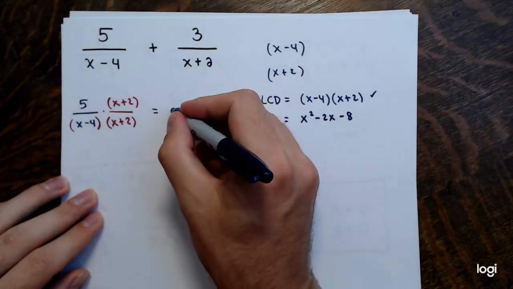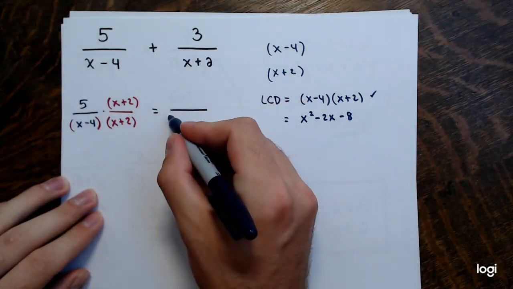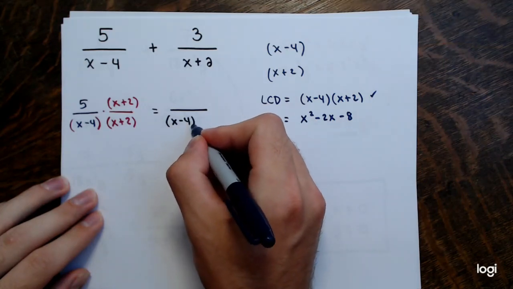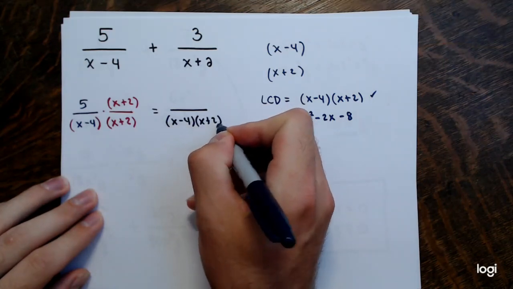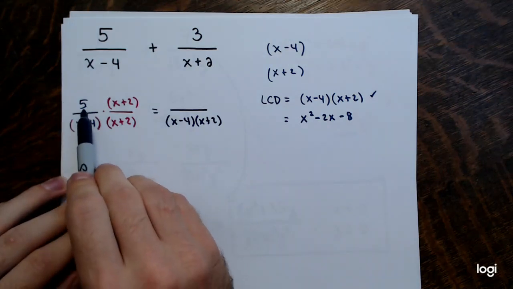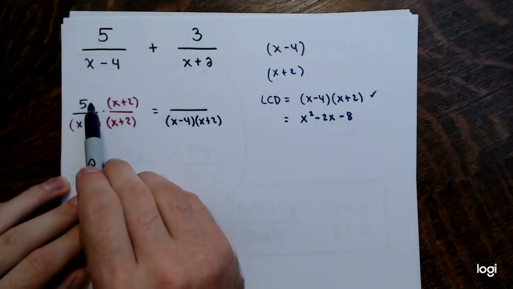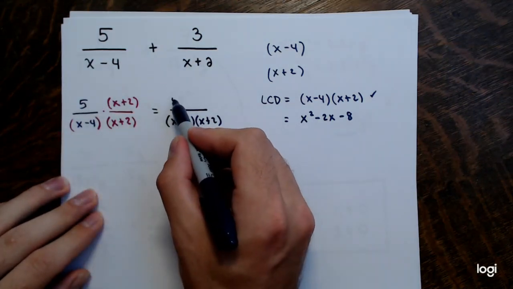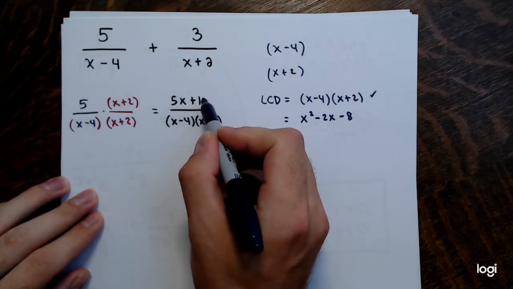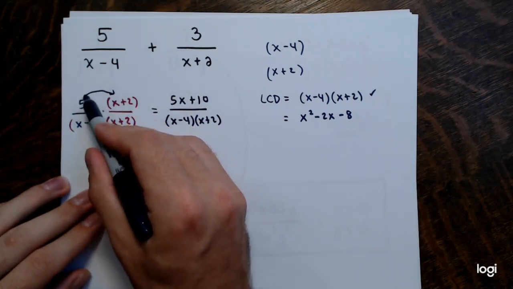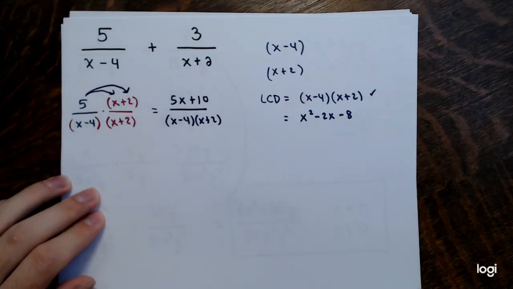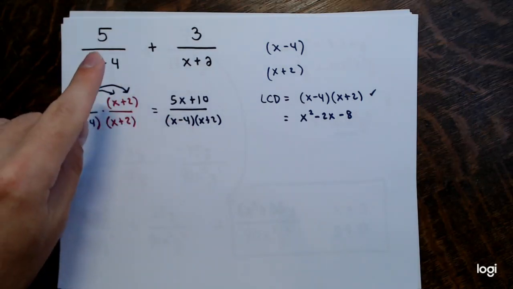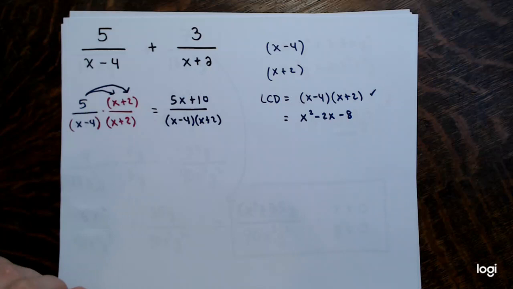So we're getting the denominator x minus 4 times x plus 2, that's the LCD. And then I'll actually multiply these out. So 5 times x plus 2 is 5x plus 10, right, when I distribute the 5. Alright, so there's the equivalent to the first fraction.